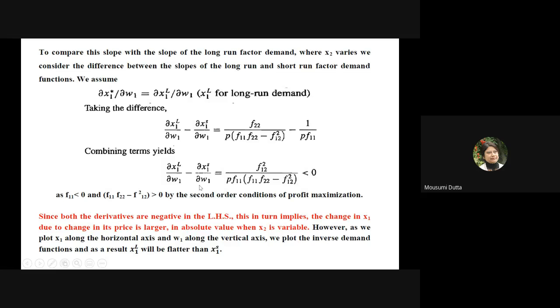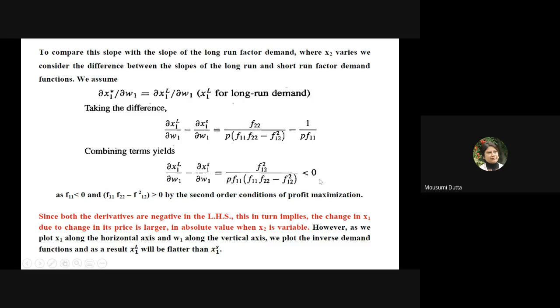Now please look at the expression. It is del x1L by del W1 minus del x1S by del W1, where both del x1L by del W1 and del x1S by del W1 themselves are negative. Sign of the first component is negative. Sign of the second component is negative. So both the factors are negative. So if we consider the negative sign here, what we are getting is minus of something, minus of something, so it is plus something.